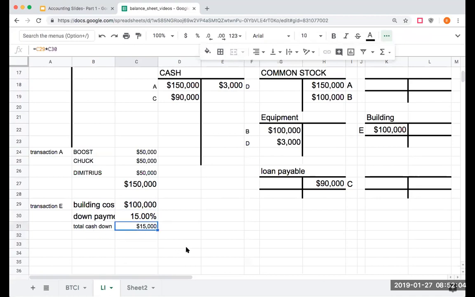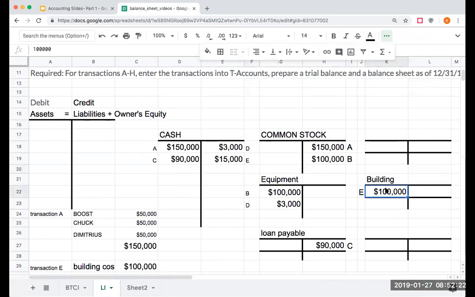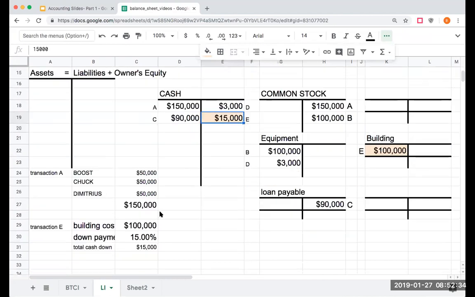So if I'm making a cash down payment of $15,000, what's happening to cash? Well, I'm going to be crediting cash here for $15,000. Okay. What's very important is that if I stopped here, I'd be in trouble. Right here, I have this building for $100,000. I have a credit here for $15,000. Okay, I've made a 15% down payment. Does this balance? Do my total debits equal my total credits? The answer is no.